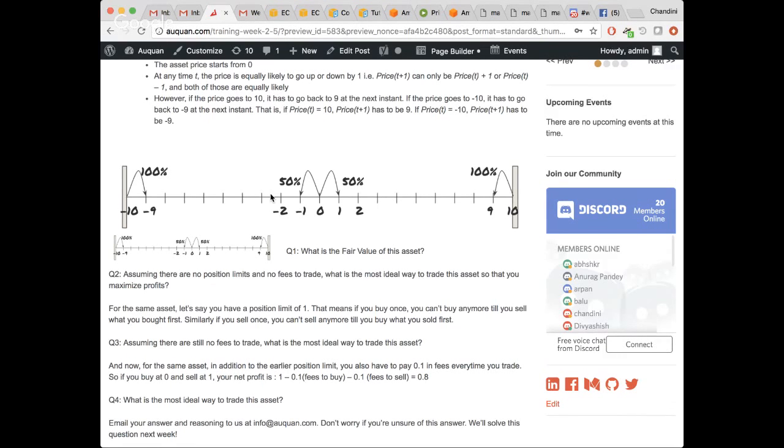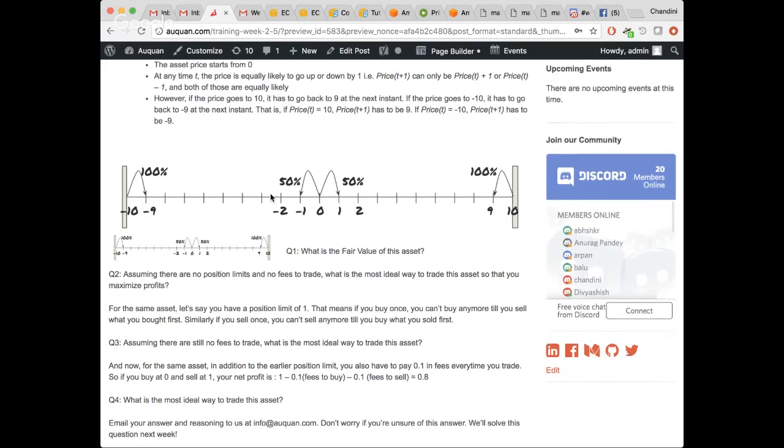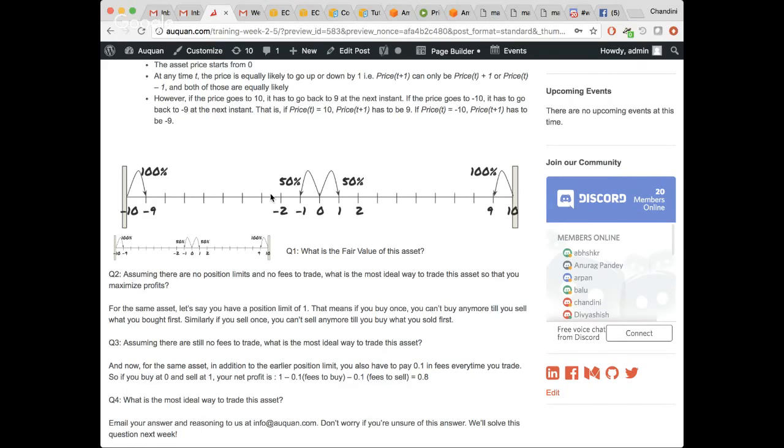So now the question is, what is the most ideal way to trade this? In what way can you trade that you maximize your profits? Don't write code here. Just send me a two-line logic: this is how I will trade because of this reason. That's what we're looking for.